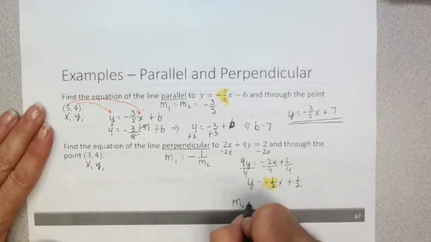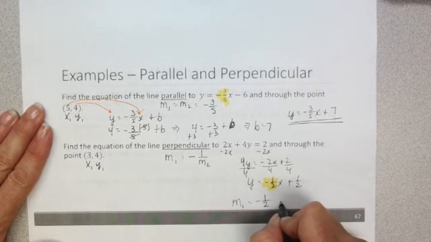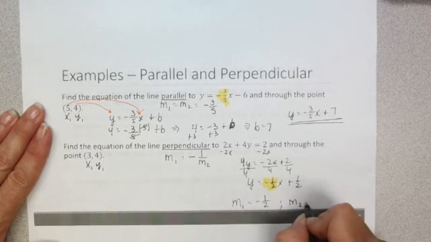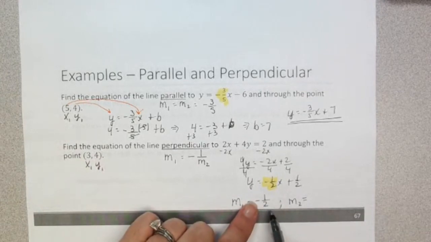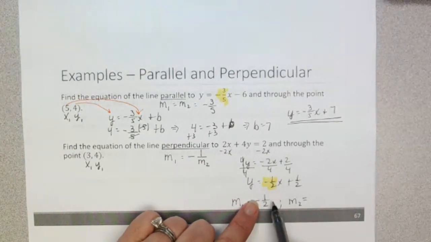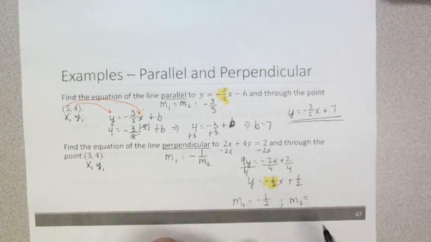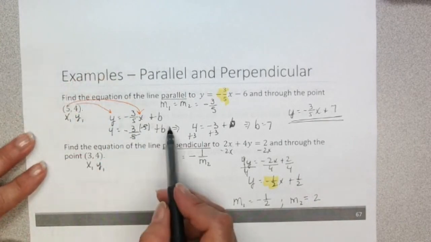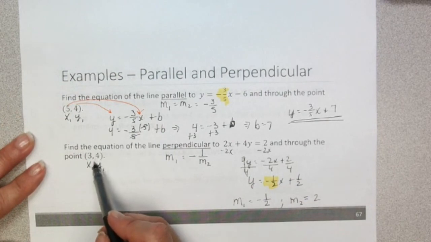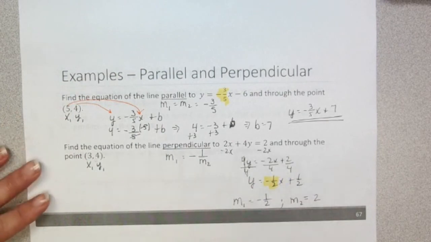So if the slope of the given line is negative 1/2, what is the slope of the line I'm looking for? My m2 has to be the opposite sign, so it's going to be positive, the opposite reciprocal. The reciprocal: what do I multiply 1/2 by to get 1? I multiply it by 2, right? So it's going to be positive 2 is my slope. So now that I know my slope, I can find the equation of that line. I could do it like I did above, using this point to substitute in for x and y to find b, or let's do it the other way.